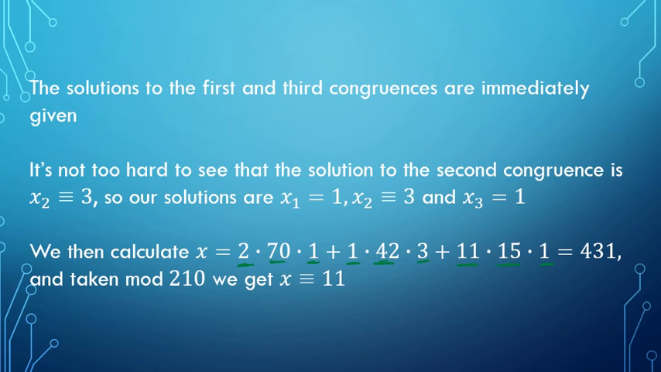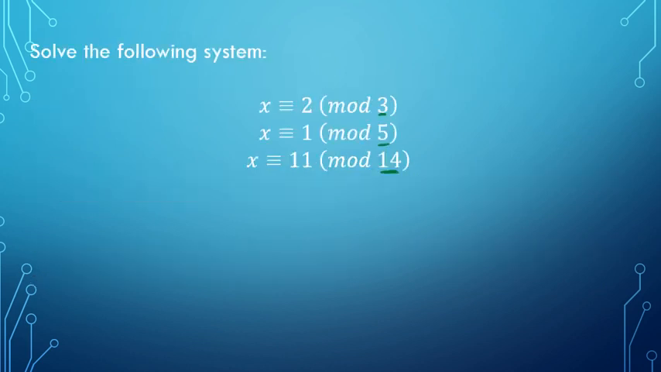But we need to take that 431 modulo the 210, the product of our small n values, or we're taking it mod just our small n. And 431 mod 210 gives us 11. You could verify this if you plug it back into your given system. 11 mod 3 is 2. 11 mod 5 is indeed 1. And 11 mod 14 is just itself.